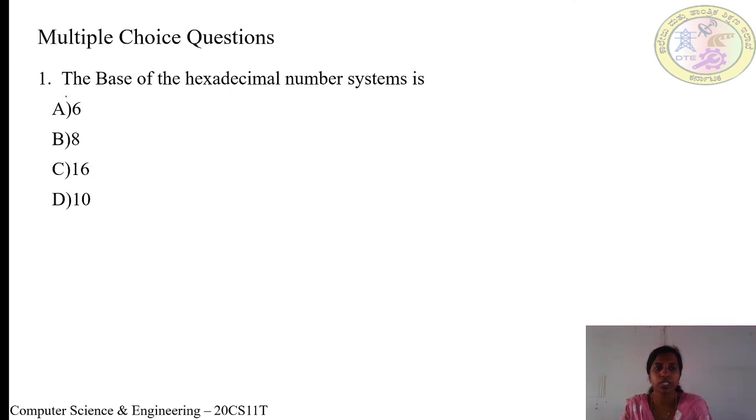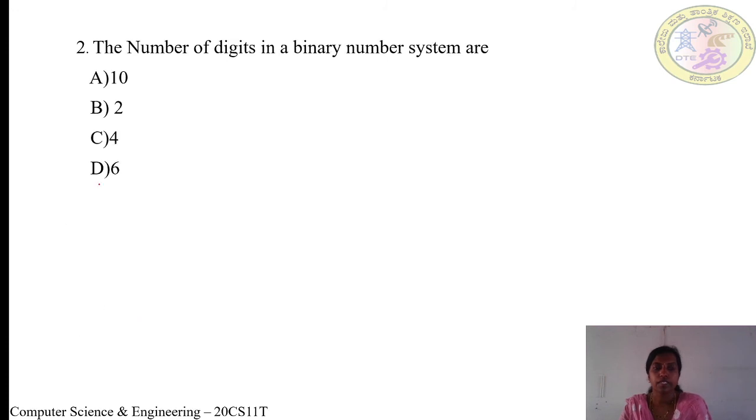Next we move on to the multiple choice questions. The base of the hexadecimal number is: options are A 6, B 8, C 16, D 10. Answer is C, 16. A hexadecimal number always has the base value 16. Next, second question. The number of digits in the binary number system is: options are A 10, B 2, C 4, D 16. Answer is B, 2.